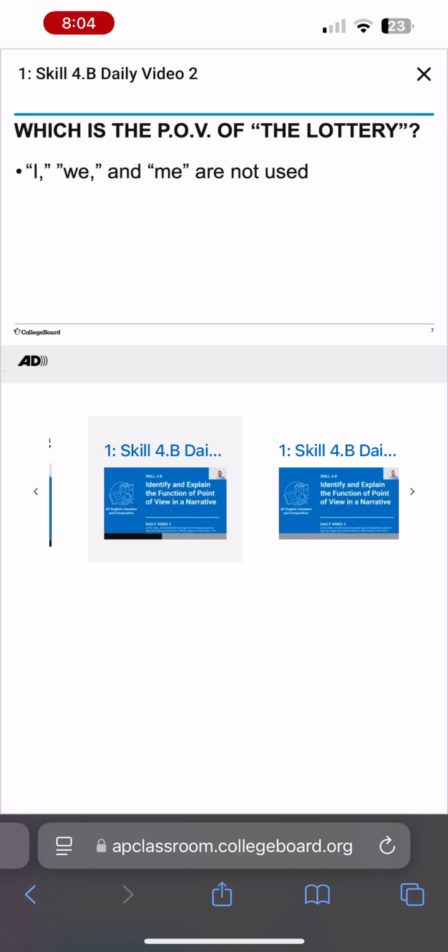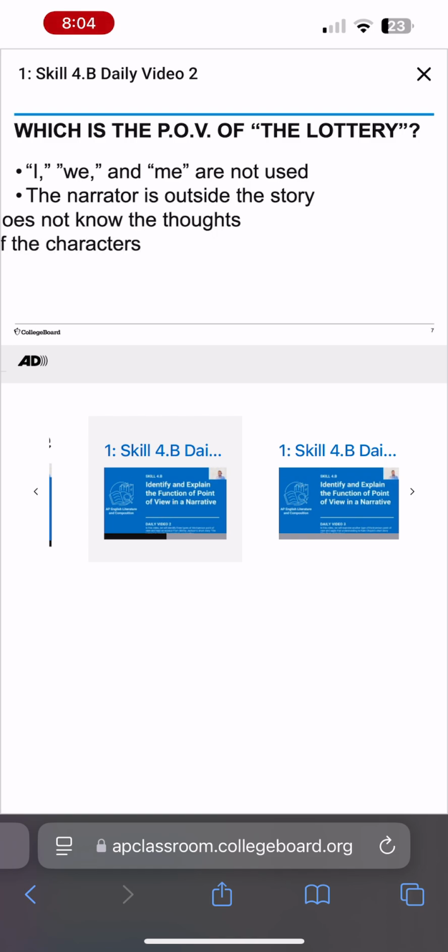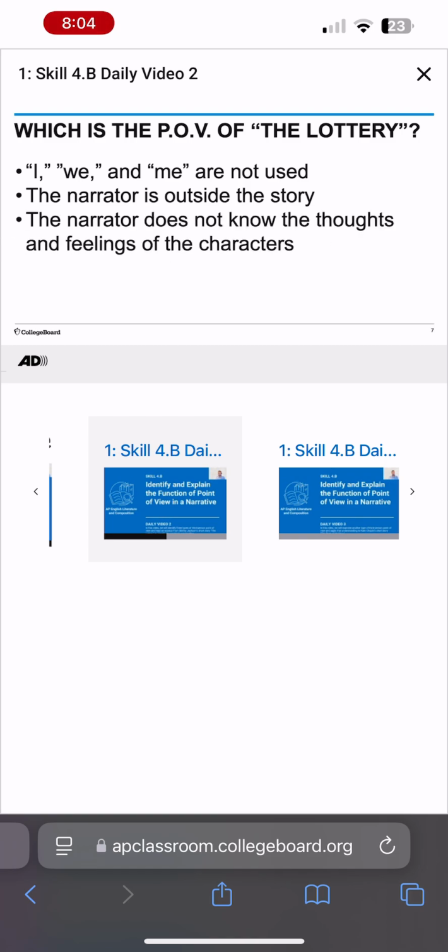Well, I didn't see "I," I didn't see "we," I didn't see "me." So I know that the narrator is not an active participant in the story. It's someone removed from it. So this narrator is outside the story. So I know from that we have third-person point of view, but I'm going to go back one slide.